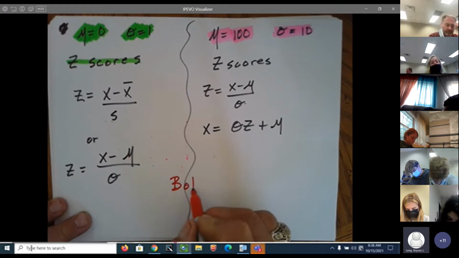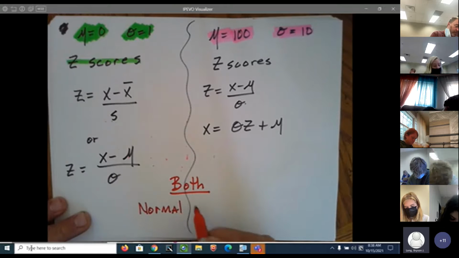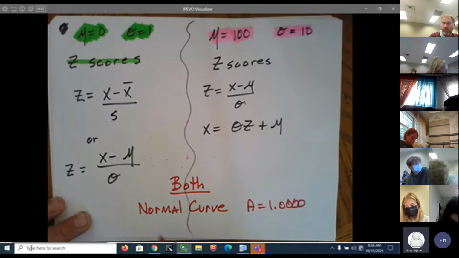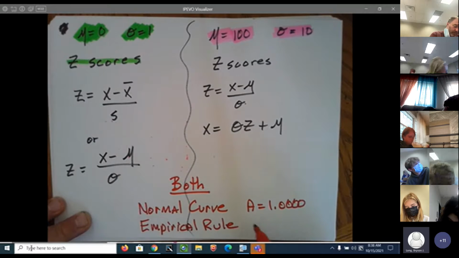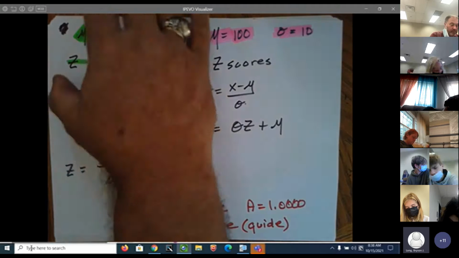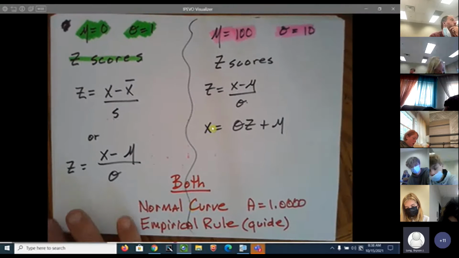Both, you will be using the normal curve. Area is equal to 1.0000. And you'll also be using the empirical rule to kind of guide you on what the answer is going to be. So let's take a minute and go to the homework. Let me leave that up for a couple more seconds.